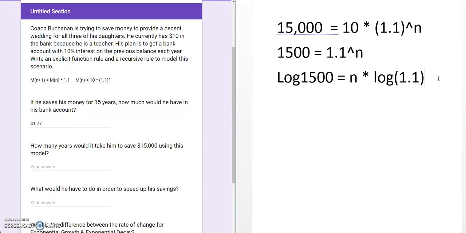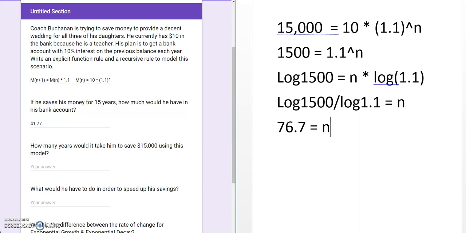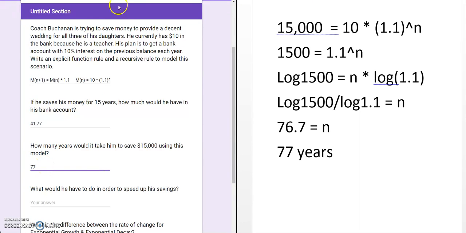And then in order to finish this problem, we have to take log 1,500 divided by log 1.1, and that's going to equal n. Well, in this case here, you're going to get 76.7 is equal to n. Well, that means 77 years, because by year 76, we're not going to have enough money. So it's going to be 77 years.